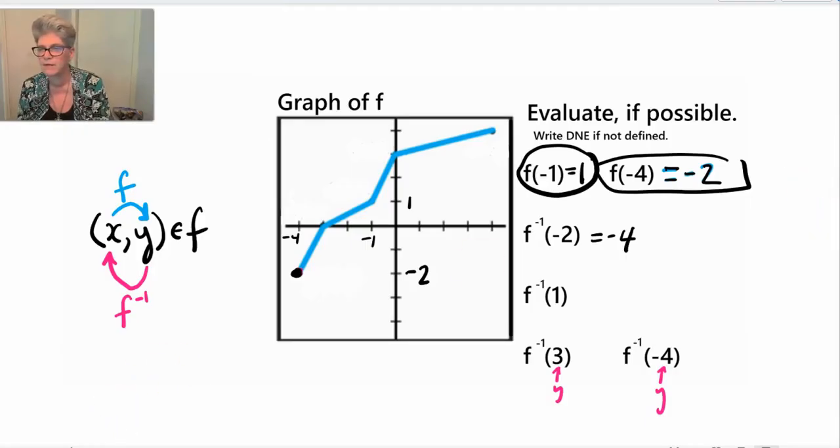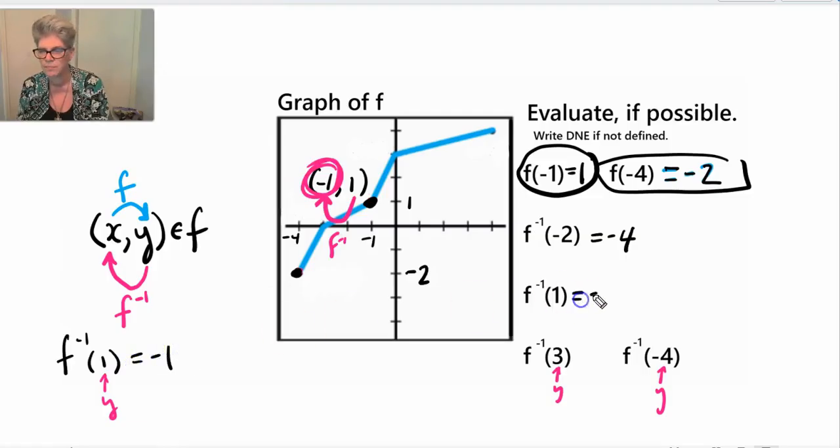All right, what about f inverse evaluated at 1? I'm going to look for the point on the graph whose y-coordinate is 1. So here's a y value of 1. There is the point. So that point has coordinates (-1, 1). And what f inverse does is it maps the y-coordinate into the x-coordinate. And so f inverse of 1 is going to be the x-coordinate, which is -1. Okay, and let's do these last couple here.